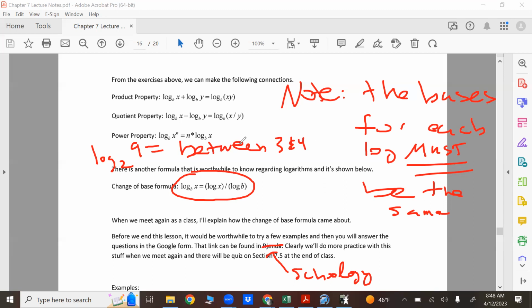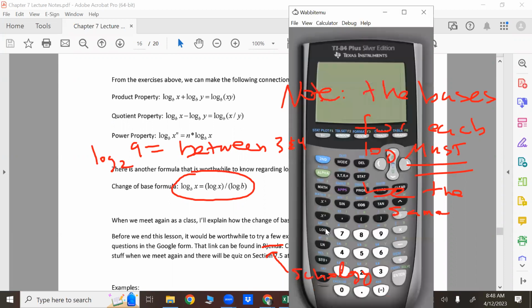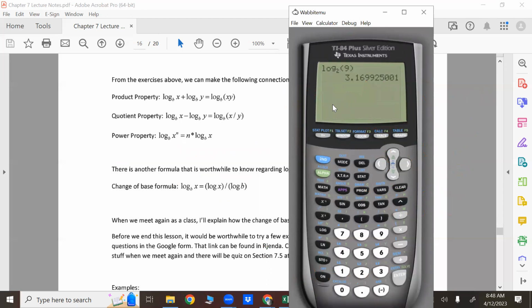But the problem is that we don't know how to do this in our head. And again, if anyone wants an A for the whole semester, can anyone do this to 5 decimal places? Log base 2 of 9. You have a 1 out of 100,000 chance. 3.10492. 3.10225. But anyway, it's 3.1699.